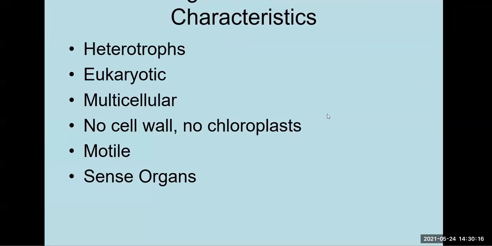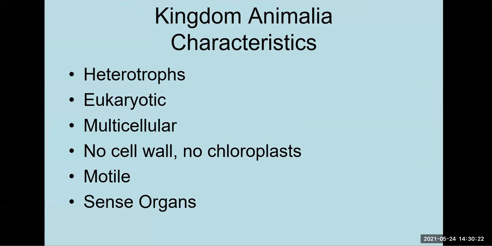The Kingdom Animalia, the characteristics are they are heterotrophs, meaning they cannot make their own food in their bodies. They have to depend on other organisms for food, right? Heterotrophs. They are consumers, in other words.